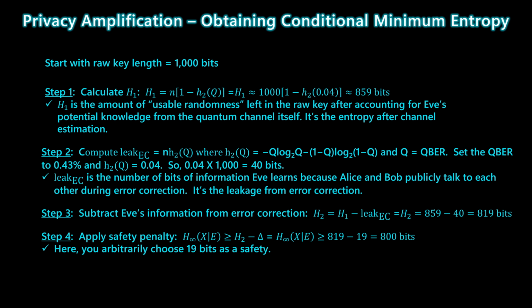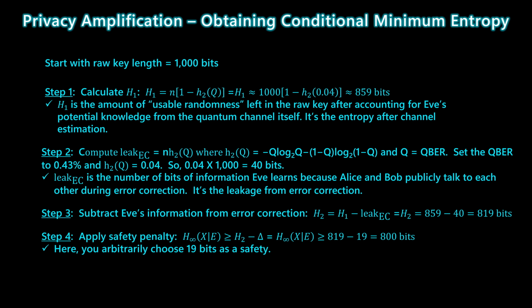If we choose a quantum bit error rate of 0.43%, the binary entropy is approximately 0.04. Multiplying this by the 1000-bit block size shows that Eve learns about 40 bits from the error correction process. These 40 bits must be subtracted from the previous entropy estimate. The third step is simply that subtraction.